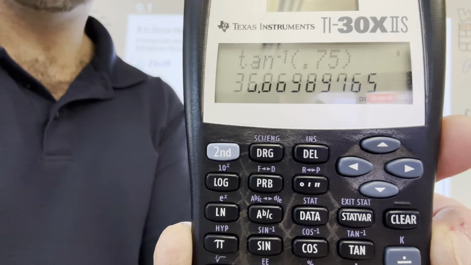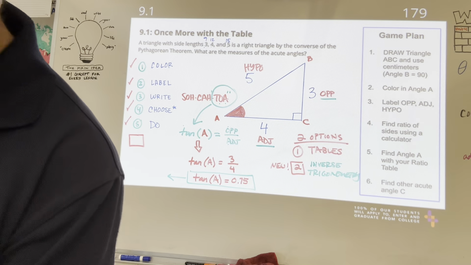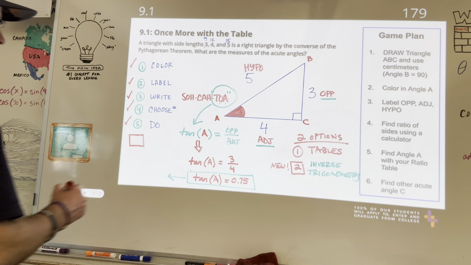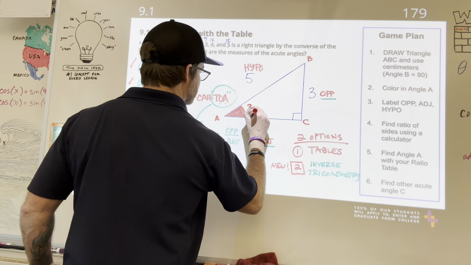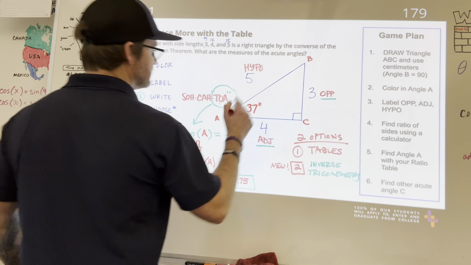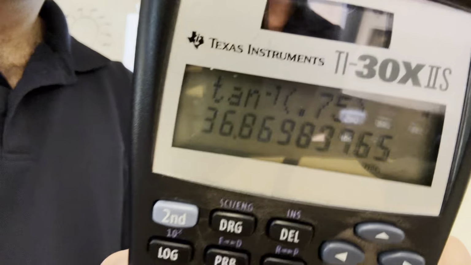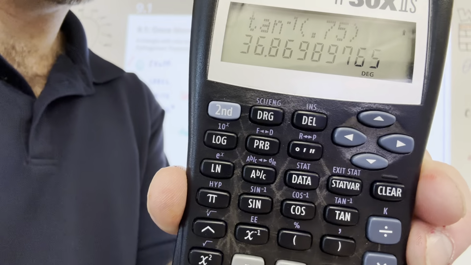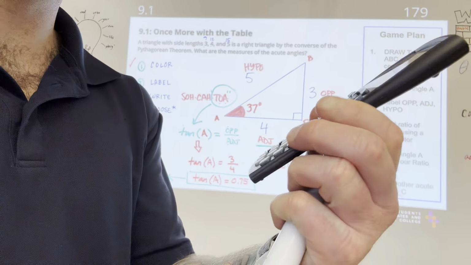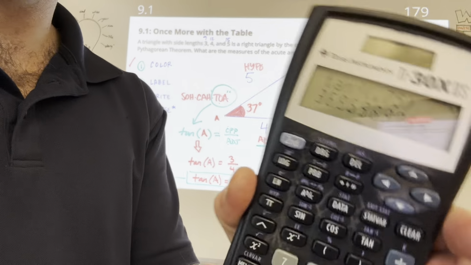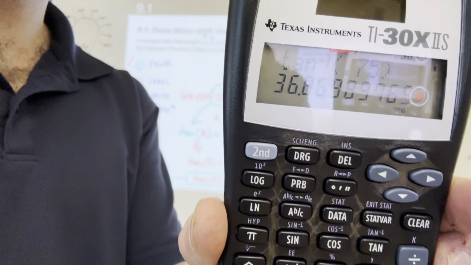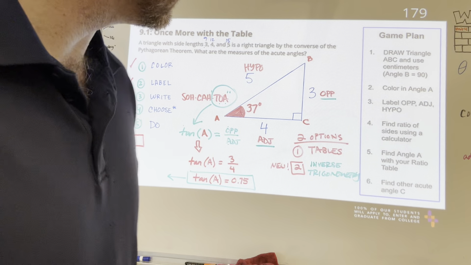What read do you get? 36.86. That's it. Round to the nearest degree. So A is 37 degrees, because inverse tangent was 36.86989765. So the nearest whole number is 37.